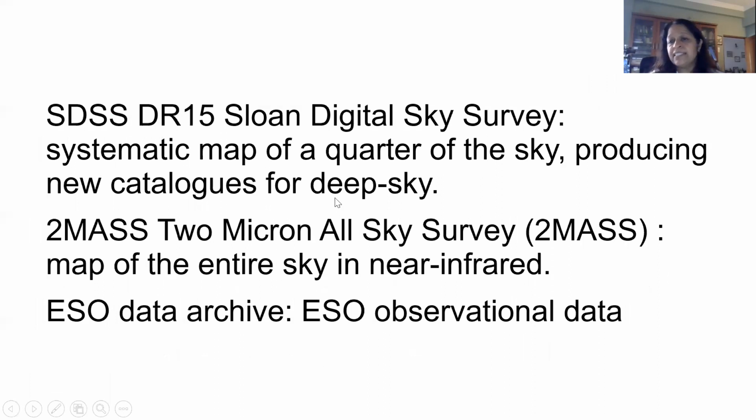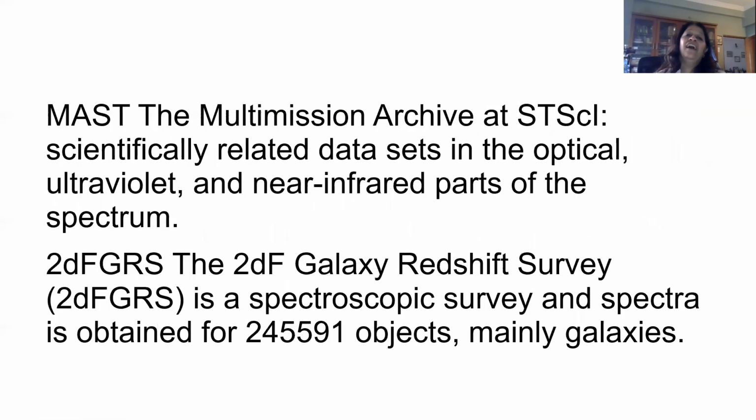There is the Sloan Digital Sky Survey, which already has its data release 15, where you have a systematic map of a quarter of the sky producing new catalogues for the deep sky. There was the 2MASS survey, which was a map of the entire sky in the near infrared. Then the European Southern Observatory has its data archives where all its telescopes' data is available on the website, and you can access the data and use it effectively.